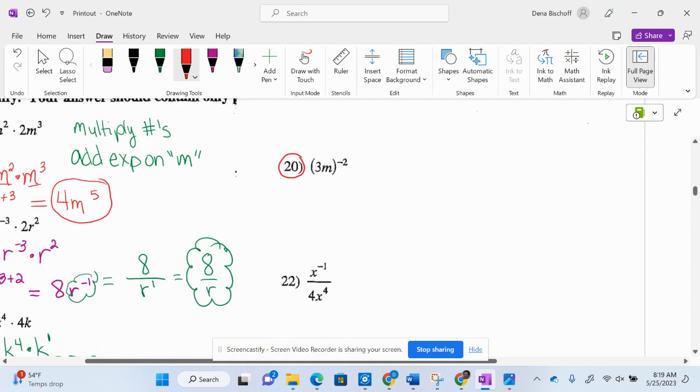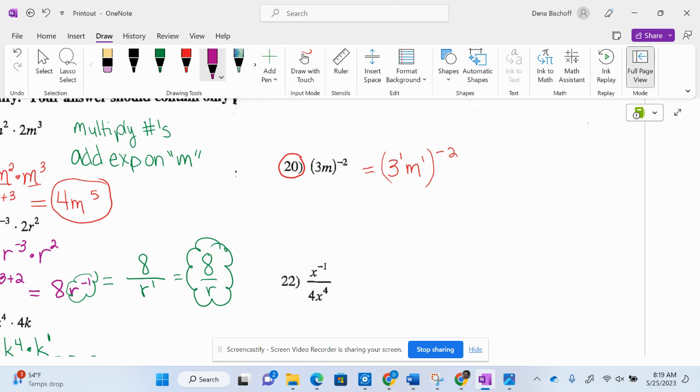Number 20, I am going to rewrite this first as 3 to the first power m to the first power, because I want you to remember that if they don't have an exponent on them, they're raised to the power of 1. And then I'm going to put this -2 on the outside. When you have a power being raised to a power, what do you do with this guy on the outside? I'm going to distribute it to the powers on the inside. So it really becomes 3 to the 1 times -2, which is -2, and m to the 1 times -2, which is -2.